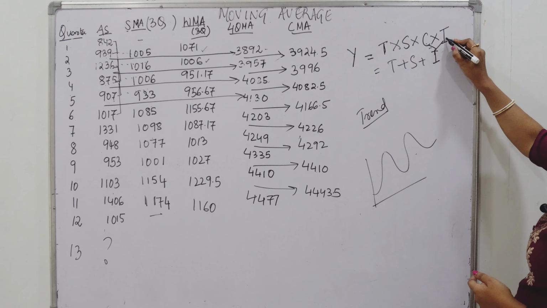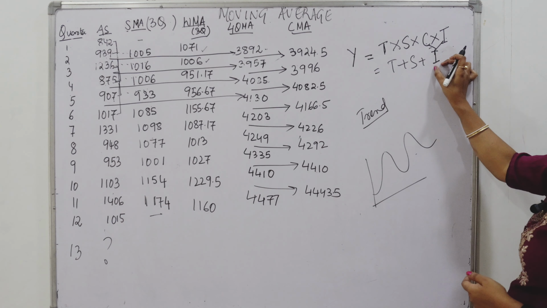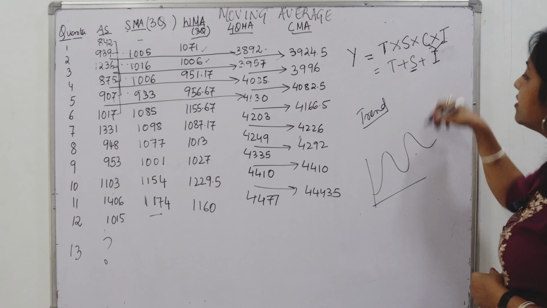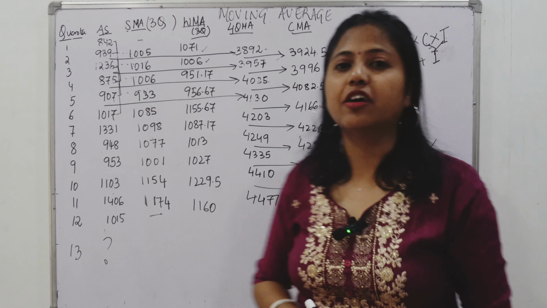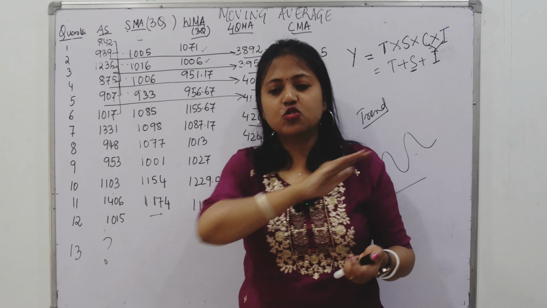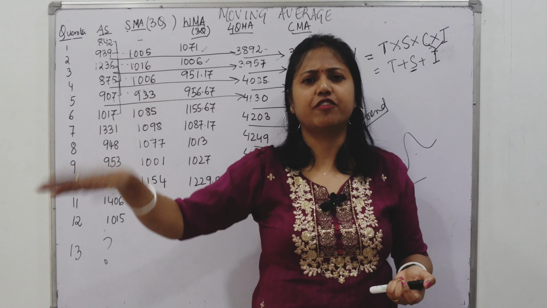So cyclicality and irregular, we are keeping inside the I. So we want to first remove the seasonality. The seasonal factors that we remove will smoothen our data. So remember, the idea of the entire moving average is to smoothen our data so that there are no fluctuations.